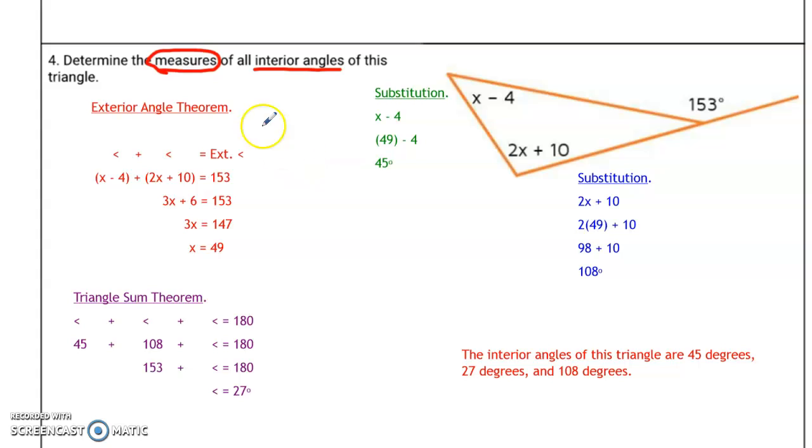Next, we're looking for the measures of all interior angles of this triangle. We're given 2 angles here and here. We call these remote interior angles, and we're given an exterior angle, so we do use the exterior angle theorem. Once you do your algebra, you should get x is equal to 49.